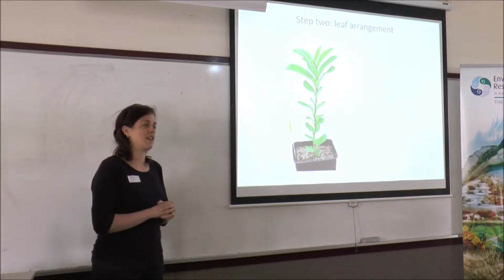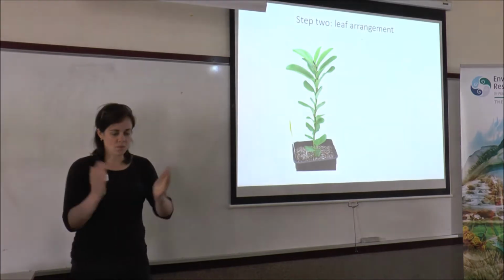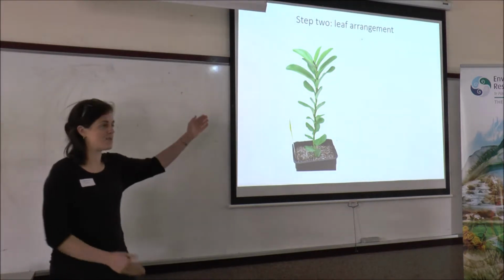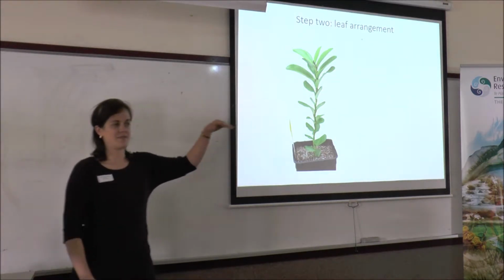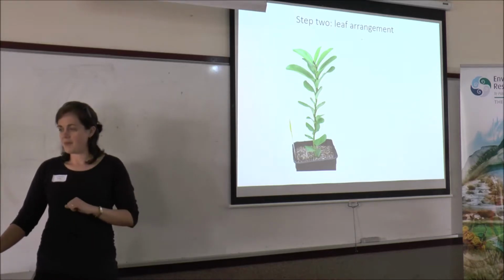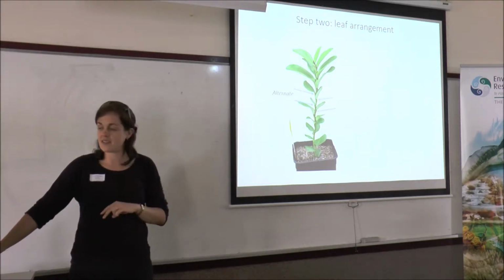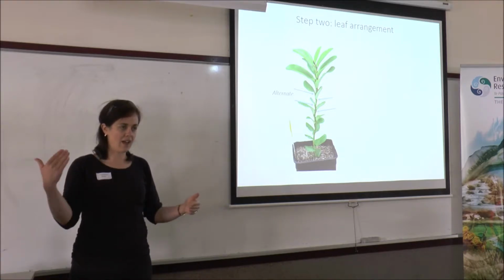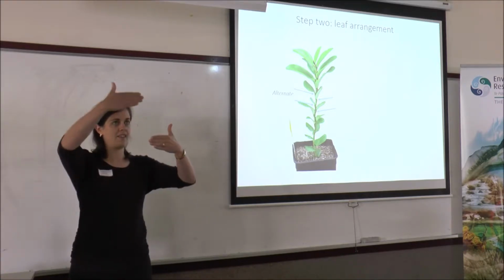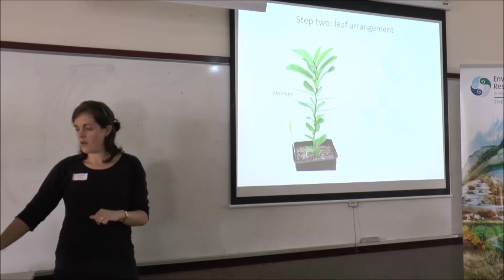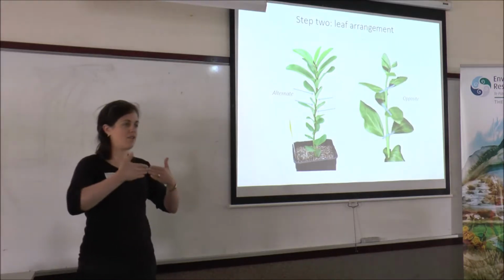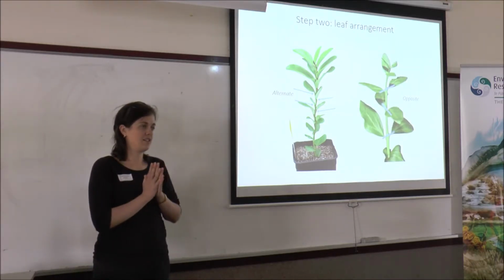Step 2 is leaf arrangement. Let's look at this one particular plant. I'm going to take this as my example throughout the rest of this brief talk. How are these leaves arranged? So you've got 2 basic options. Are they alternate, in that they're like one, then the other, then the other, then the other? Or are they opposite, so that they're growing in pairs opposite each other?